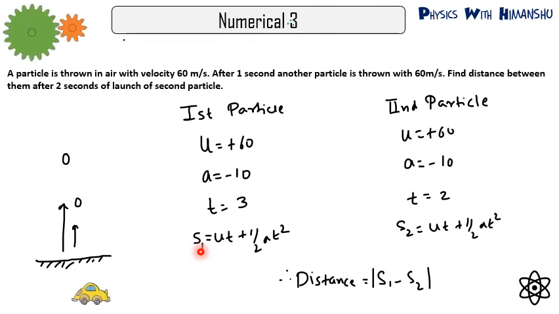But remember, the sign convention is very important while solving questions of motion under gravity. So a will always be equal to minus 10. If the particle is launched upwards, u will be positive. If the particle is launched downwards, u will be negative. So these are very important concepts.